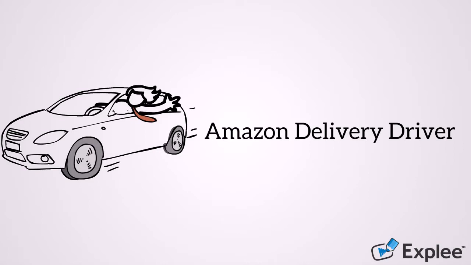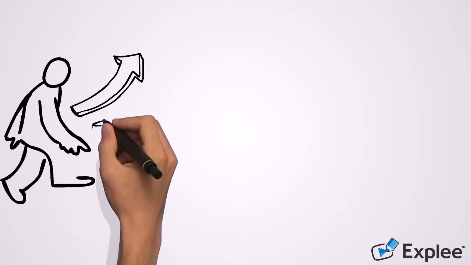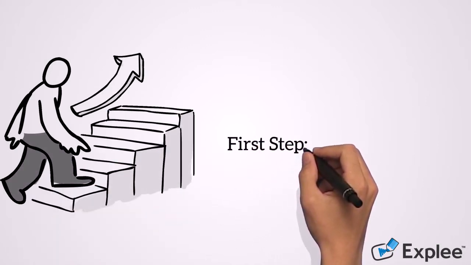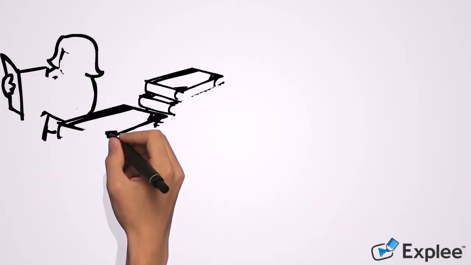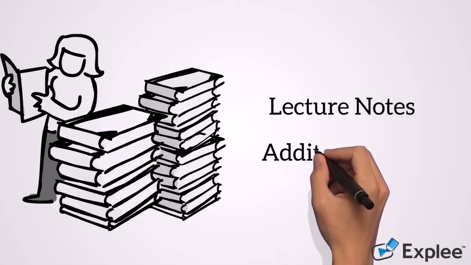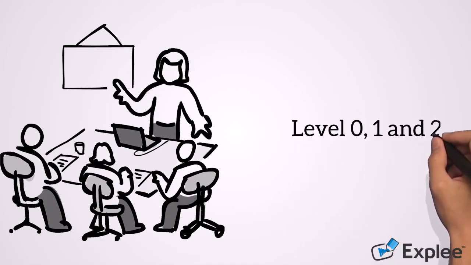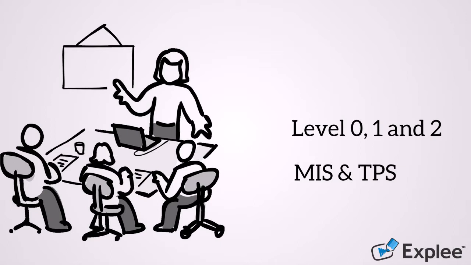To complete the task of creating a successful Amazon delivery app, we were required to follow a series of steps. After receiving this assignment, we learned that the first of these steps was to design data flow diagrams. Using various resources such as lecture notes and additional reading, we tackled this task. Firstly, we designed data flow diagrams, DFDs, at the level 0, 1, and 2 for both the Management Information System and the Transaction Processing System.